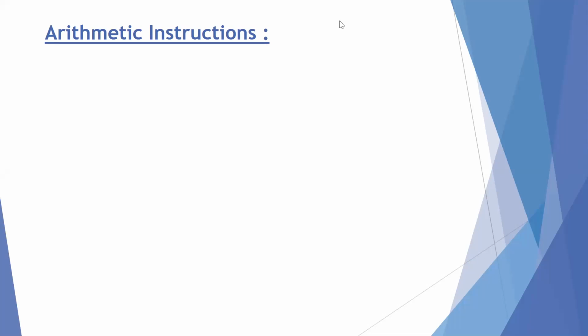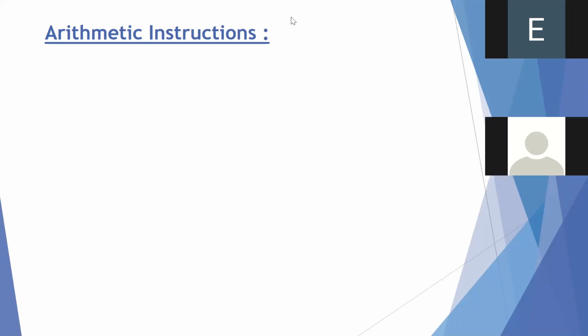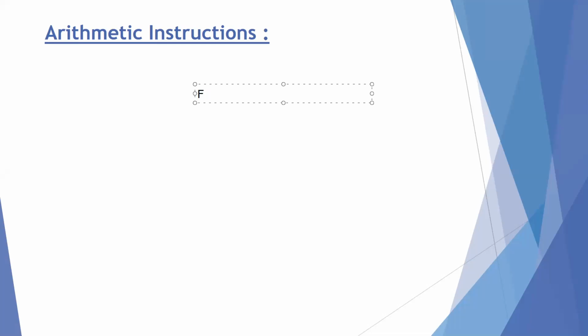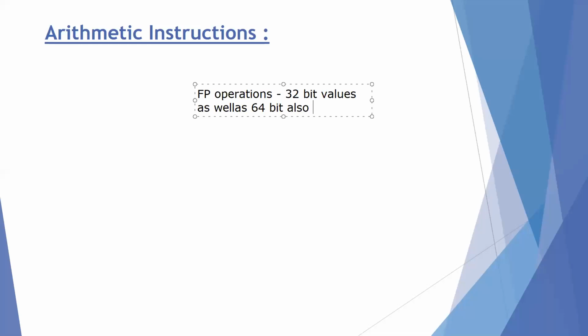So we always here have, and I am just writing this for you all, floating point operations. These are possible on 32-bit values as well as 64-bit values also. Now when a processor has to operate on a 64-bit value, the destination and source also have to be taken accordingly. Now one floating point register is 32-bit. This means I have to take a floating point register pair.